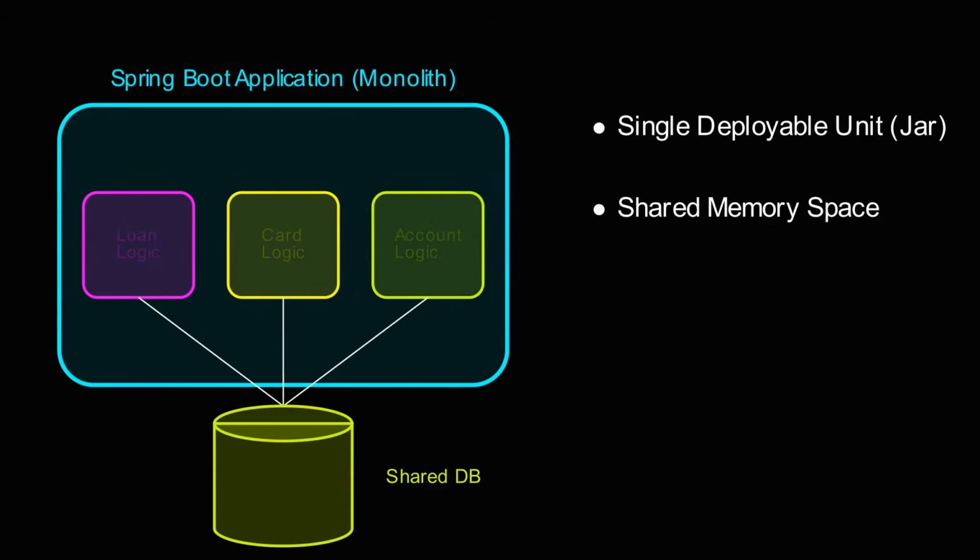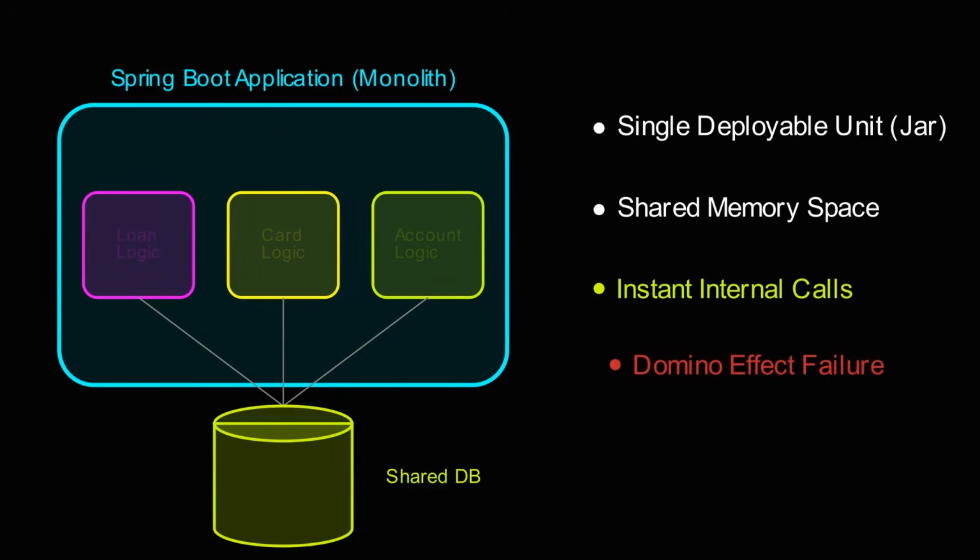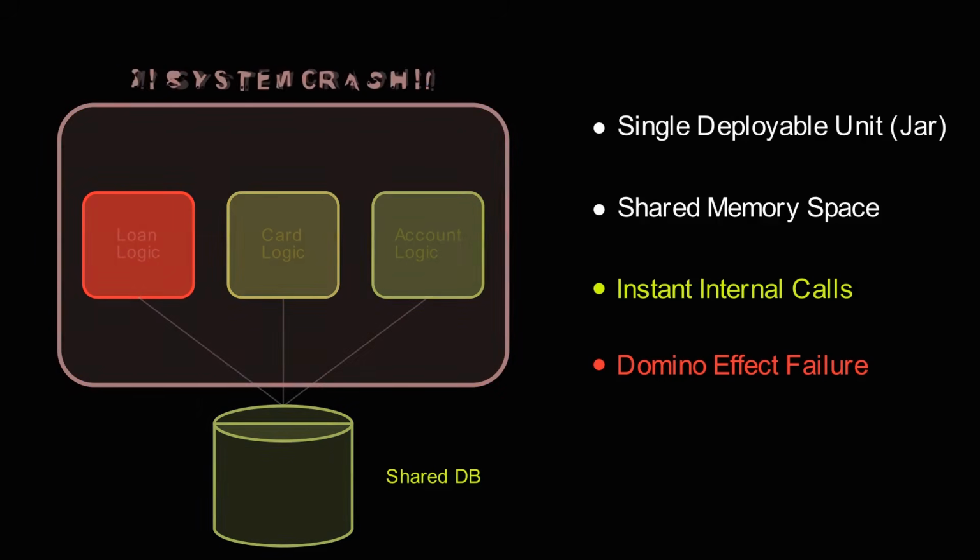It looks simple, right? And it is. Communication here is instant because it's just a function call inside the code. The bank officer can quickly access a customer's details and process their request seamlessly. But here's the catch. When something breaks, it's a domino effect. If the loan logic consumes all your memory or crashes the system, you can't access credit cards or accounts either. Sure, it's easy to manage, but if one thing fails, the whole operation suffers.